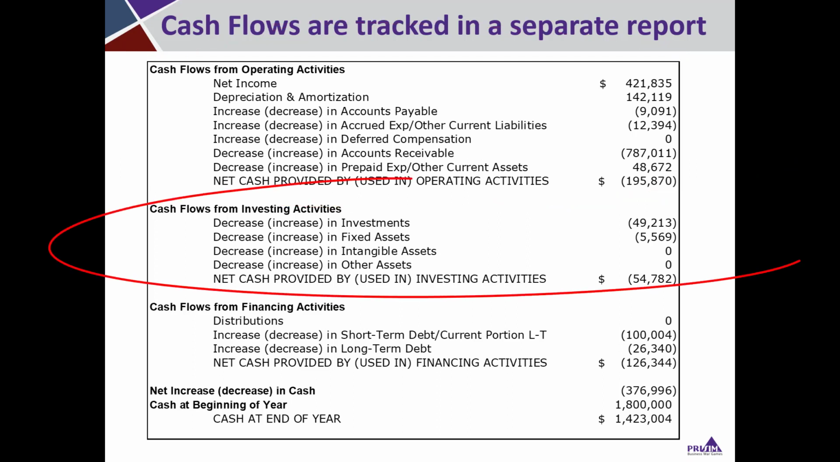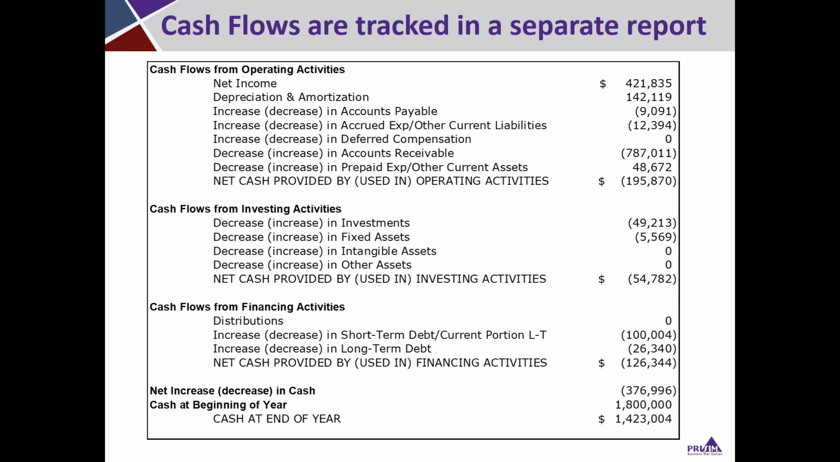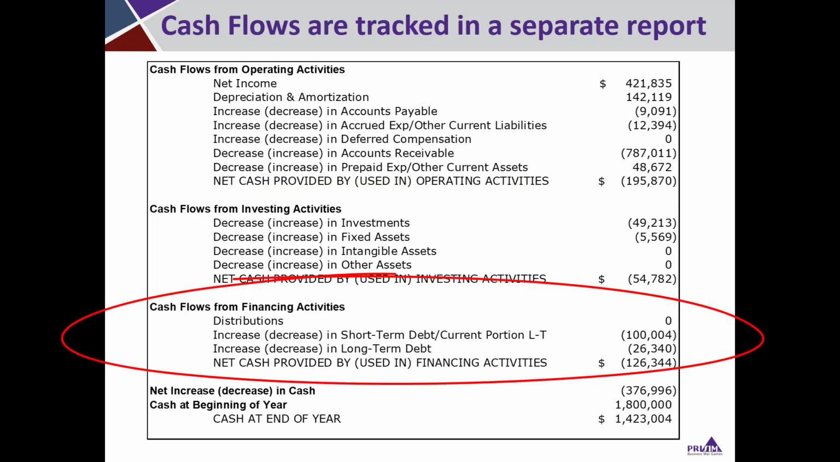Or did we invest in some new assets, maybe a new computer system? And that would be in the second section, the cash flow from investing. Or maybe we borrowed money, we might have paid off debt, issued a dividend, and that would be cash flow from financing here in the third section.